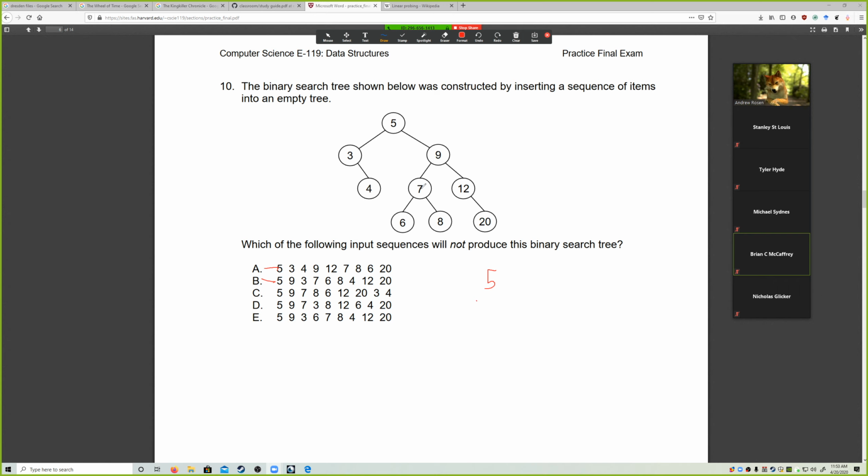5, 9, 7, 3, 8, 12, 20. Sorry, I missed reading a line. 12, 6, 4, 20.